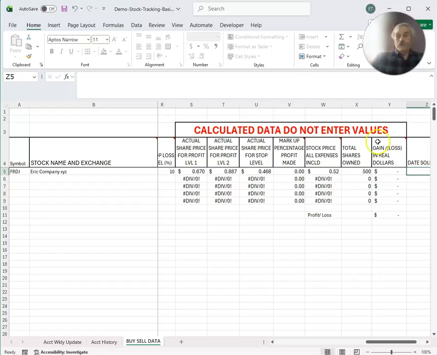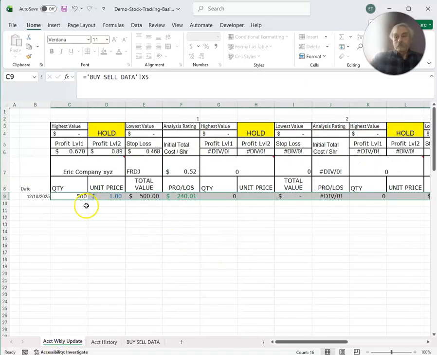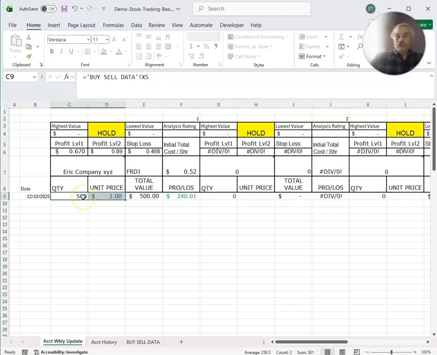That part of the spreadsheet is locked out. But this will do all that heavy lifting and heavy math for you. Once you have that in, it is time to go over to your account weekly update. And again, this is where it automatically knows exactly from the buy sell data how many shares you own. And it also knows what your cost per share is.